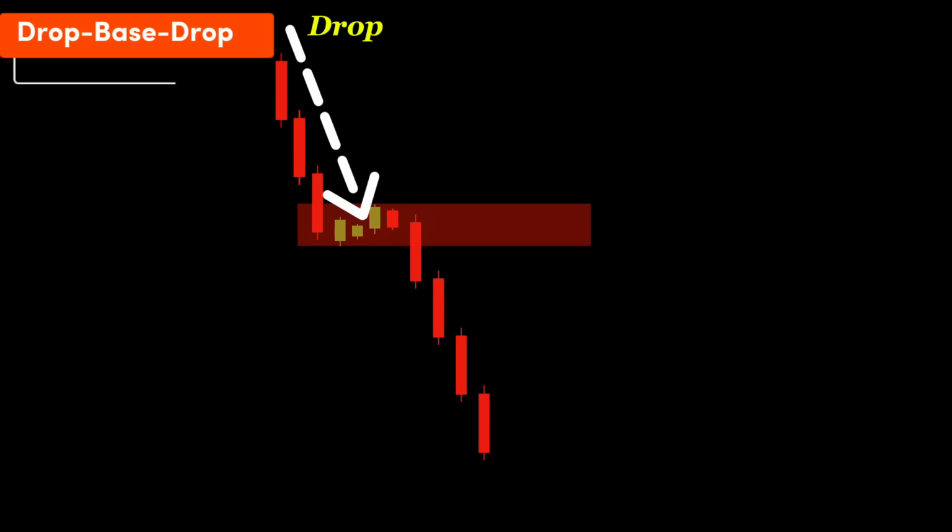Finally, let's break down the drop-based drop. First, we have a clear drop. The market is in a downtrend, and sellers are dominating. The price then pauses briefly, forming a base. This isn't a sign of a reversal, but rather, it's a moment where institutions are setting up for the next wave of selling. What comes next?